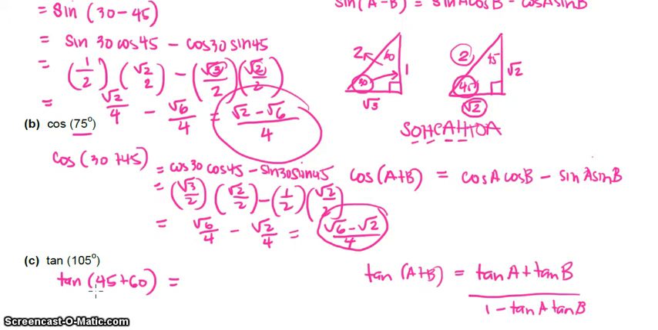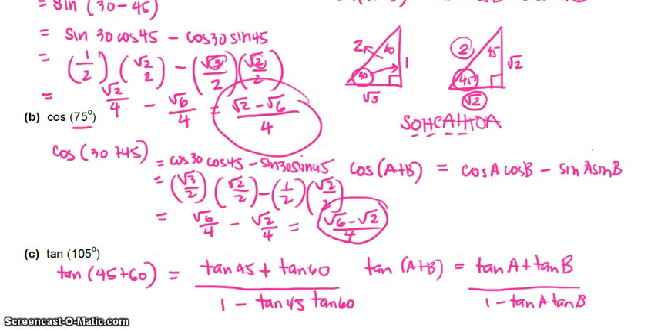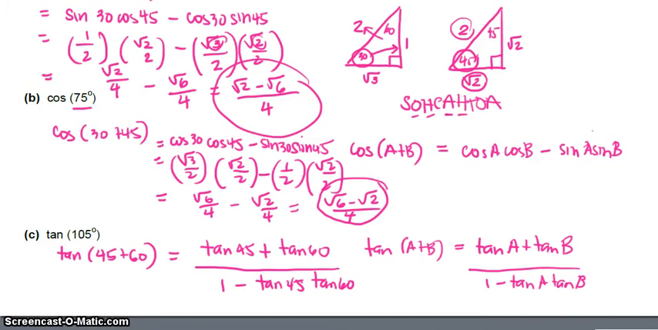So applying the formula, this is your A and this is your B. We first get tangent of 45, add that to tangent of 60, then divide it by 1 minus the tangent of 45 being multiplied to the tangent of 60. Okay, and again we look for the values of tangent 45 and tangent 60.